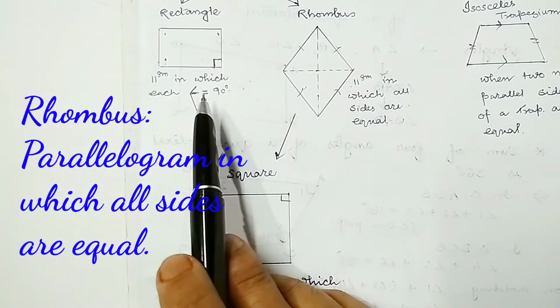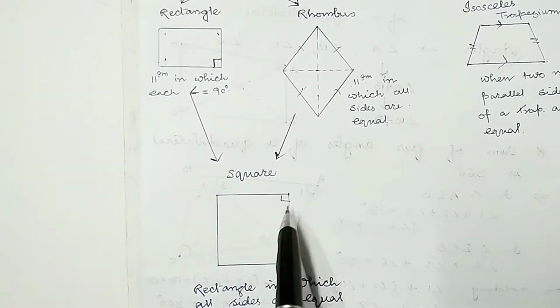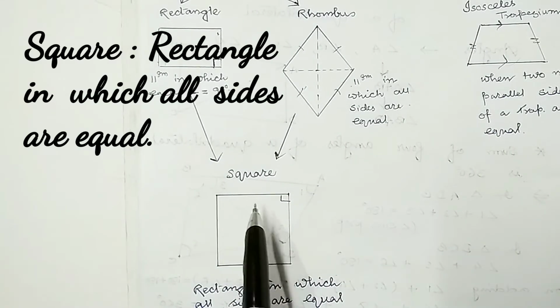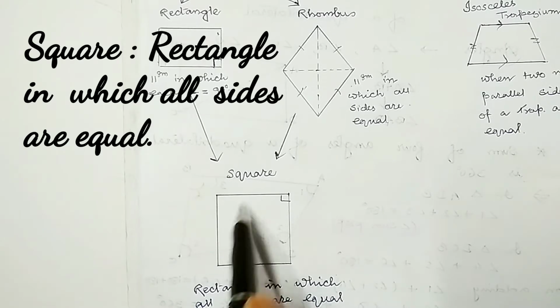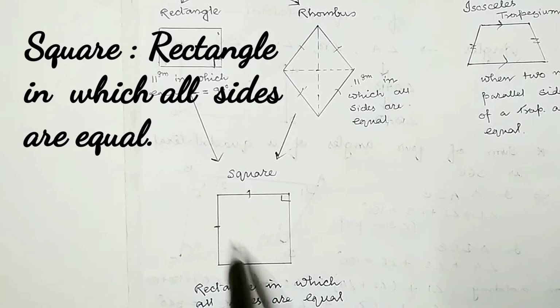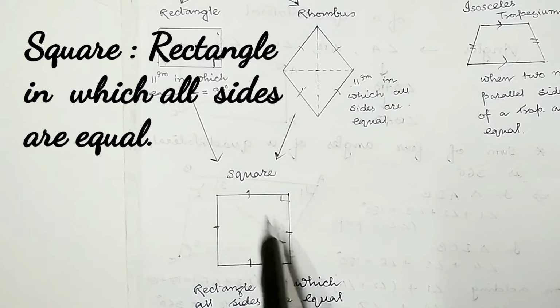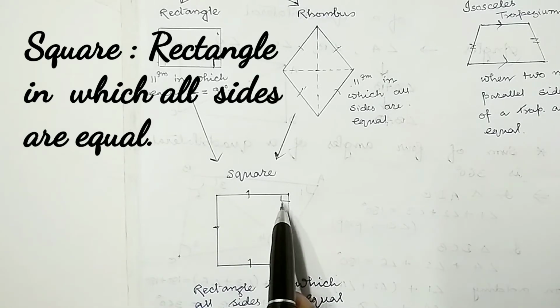Combining rectangle and rhombus, we can get another figure which is called a square. The square is also a special type of parallelogram in which all the sides are equal, this side, this side, this side, this side, all the sides are equal and each angle is of measure 90 degrees.